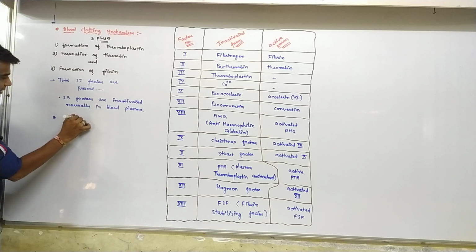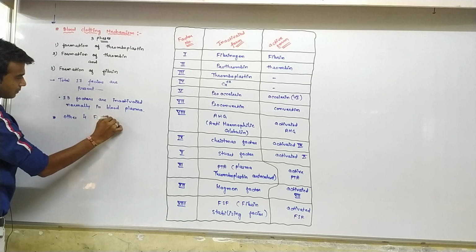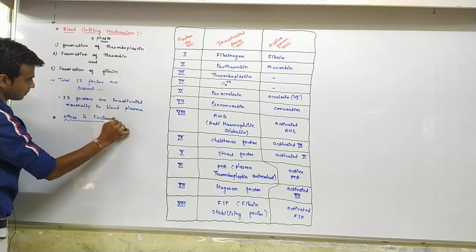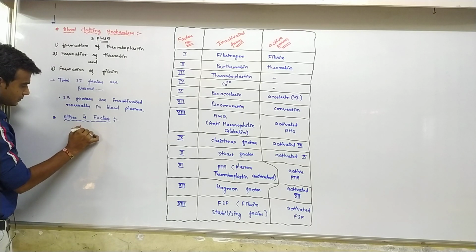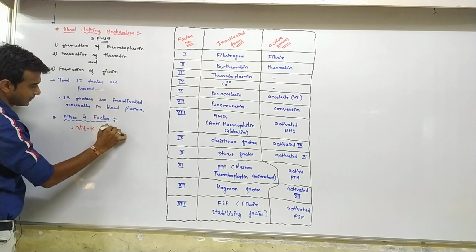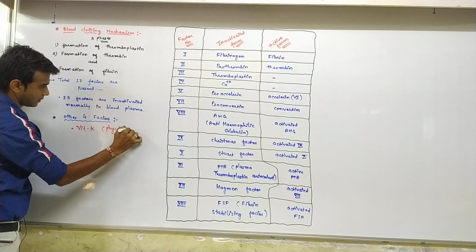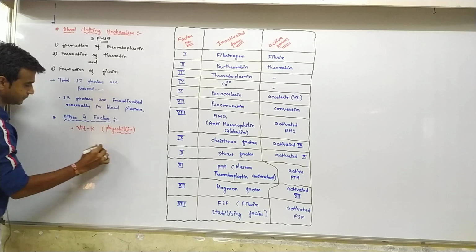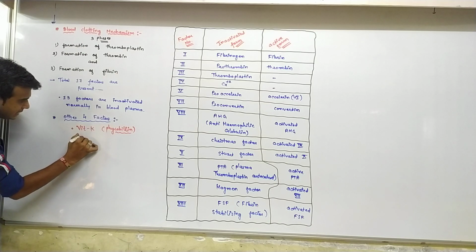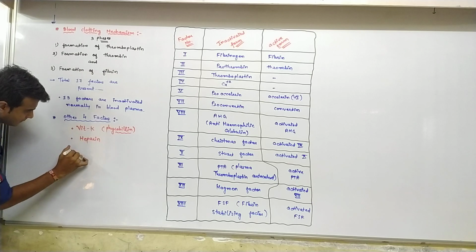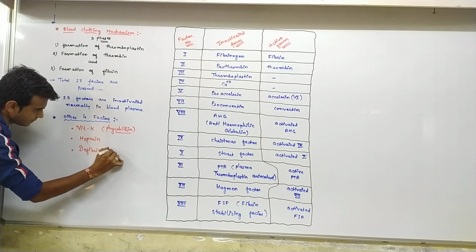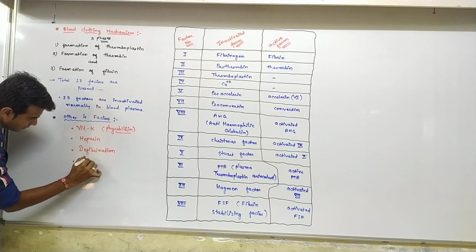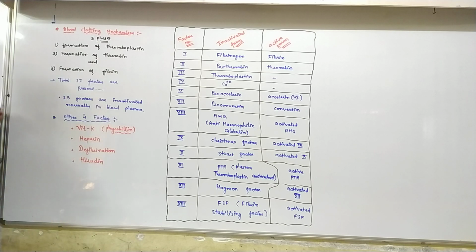Whereas the other 4 factors are vitamin K, phycobilin, heparin, defibrination, and hirudin. Okay.